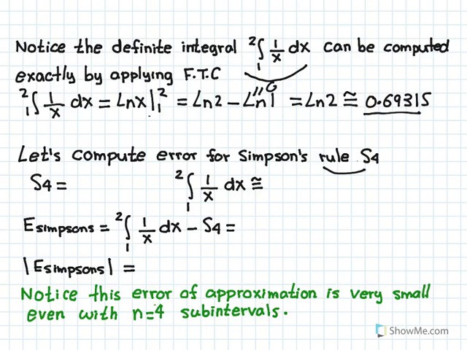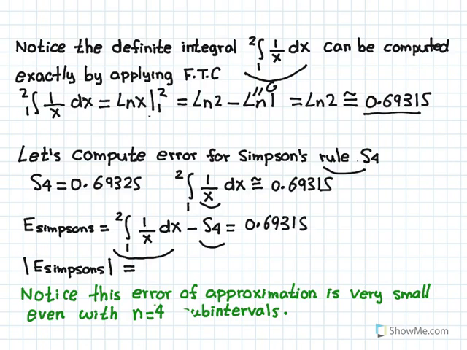Let's compute the error for Simpson's rule, S4, and compare it to the exact value. S4, the Simpson's rule approximation with 4 partitions, we computed to be 0.69325. We applied the fundamental theorem of calculus to calculate the exact area under the curve of the function 1 over x, and that came out to be 0.69315. So the error is the exact area under the curve minus the approximation. That's 0.69315, minus the Simpson's rule approximation, 0.69325, and that's what we found here.